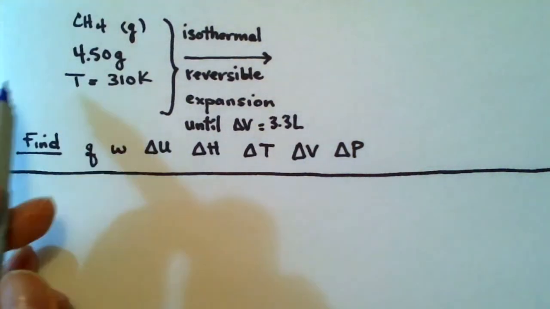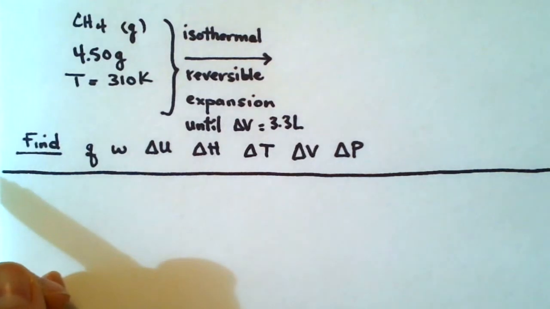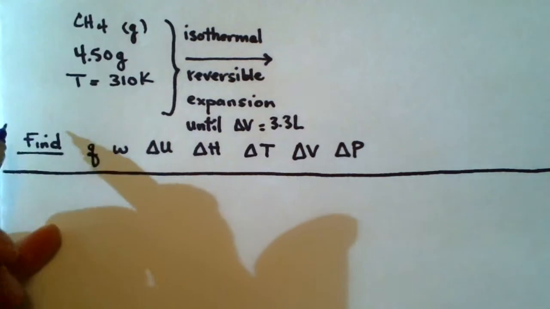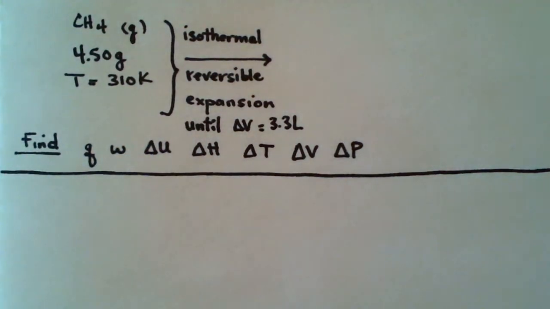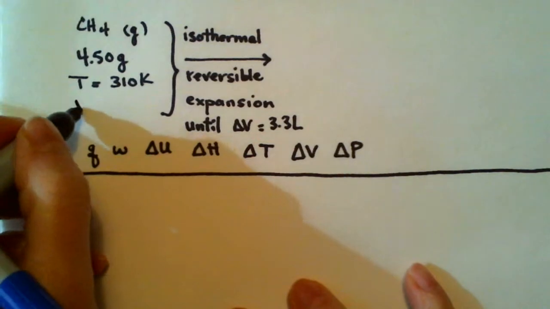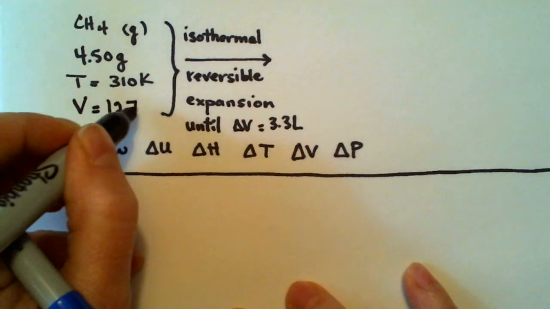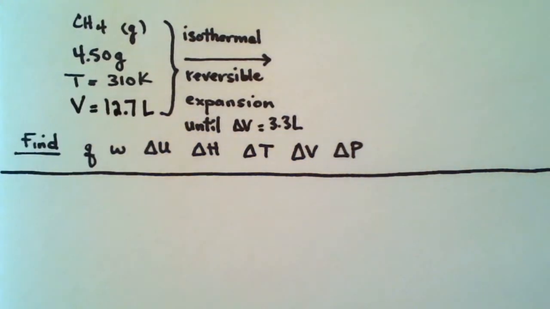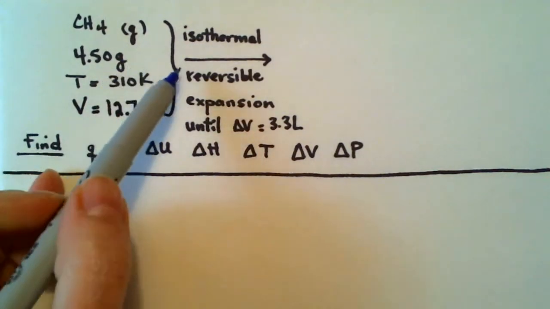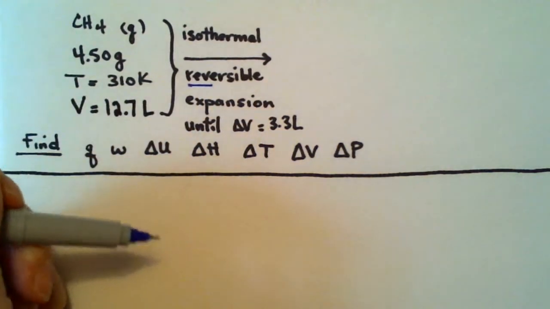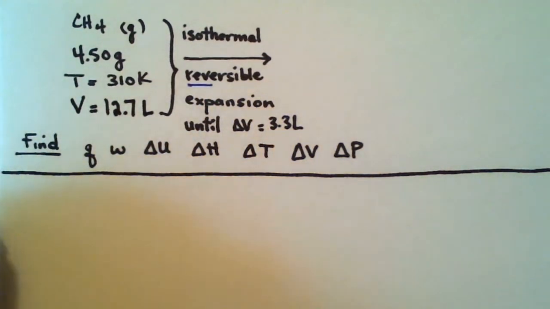All right, let's take our familiar initial state of methane gas, 4.50 grams at a temperature of 310 Kelvin. We also know the volume. It's occupying a volume of 12.7 liters, and again, that could be decimeter cubed. And it's undergoing an isothermal reversible, this time, expansion until the change in volume corresponds to 3.3 liters.